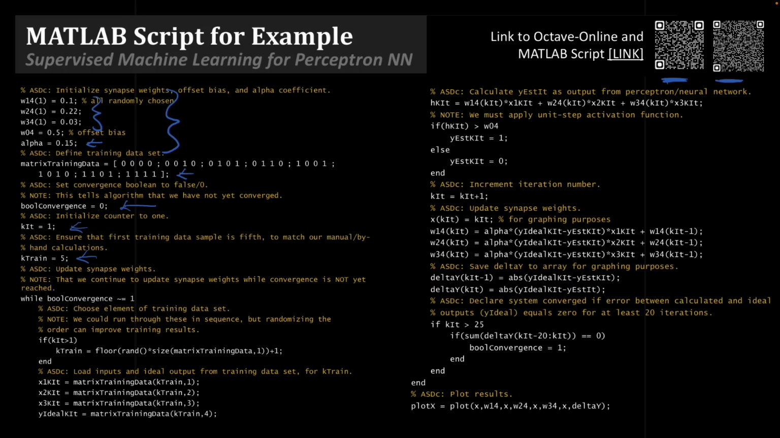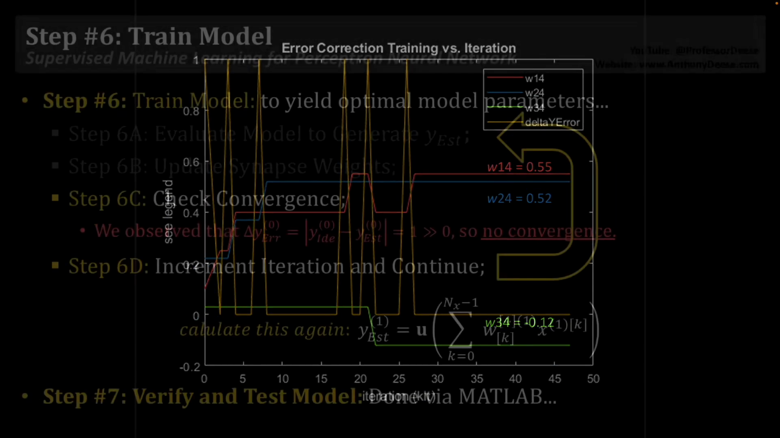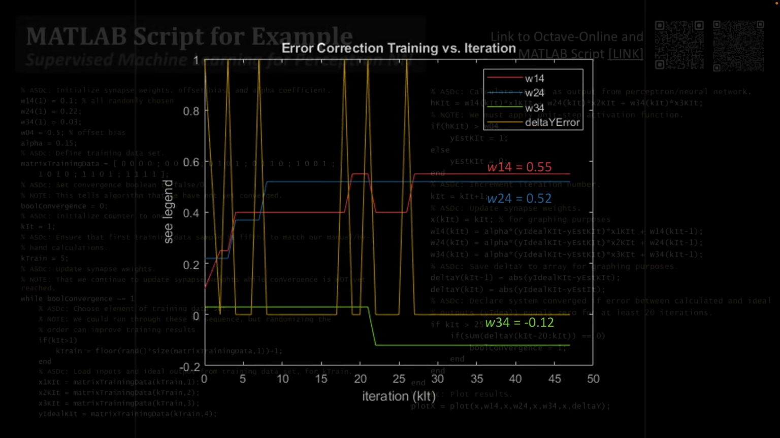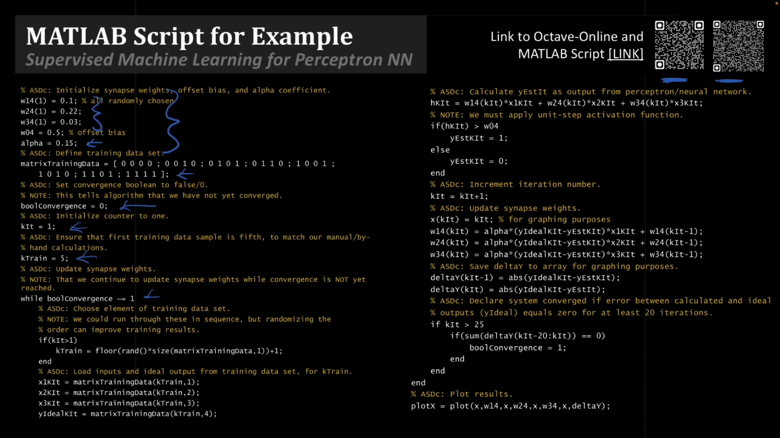We had to tell MATLAB that, or else we wouldn't necessarily get values that matched the math that we did here. All right. So then we go ahead and start a while loop. What we say is that while convergence has not been reached, while this Boolean variable is equal to 0, keep going.